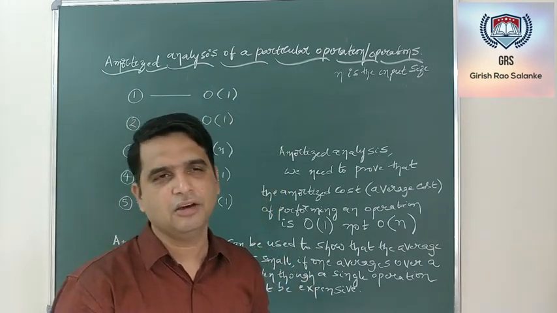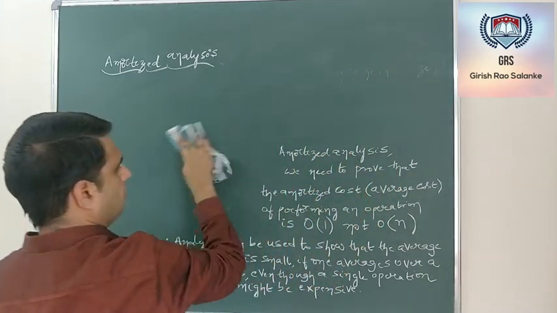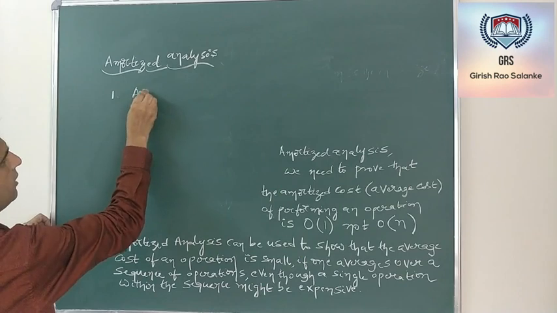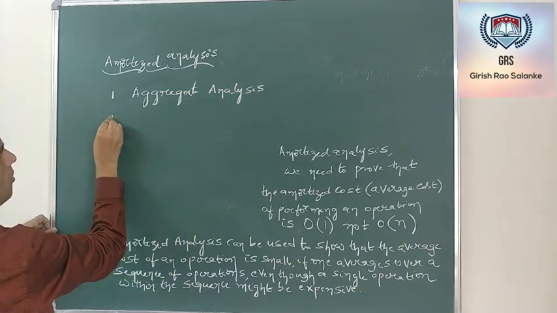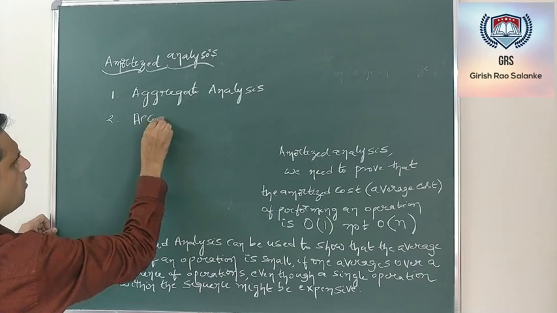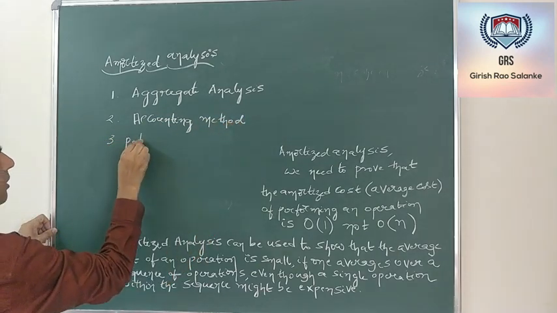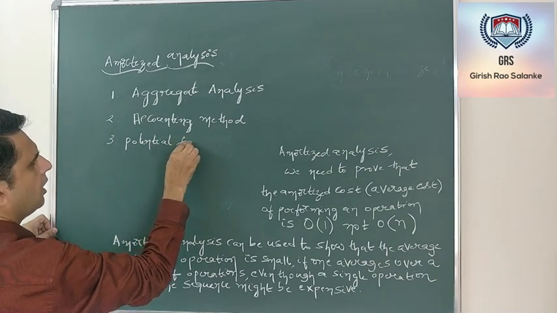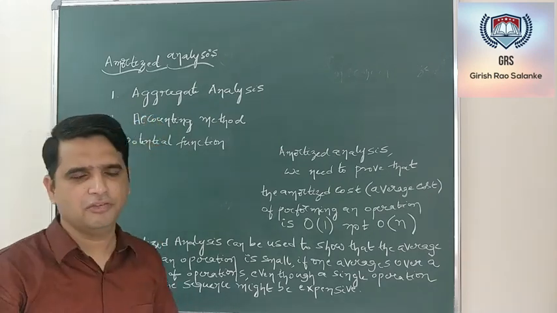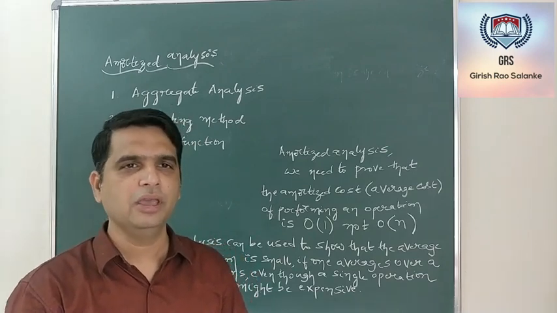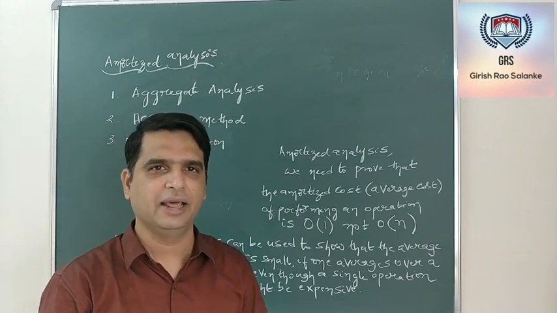Now, in case of amortized analysis, we have three different techniques. By name, first one, aggregate analysis. Second one, accounting method. And third one by name, potential method, or let me call it the potential function. So these are the three different techniques that we use in case of amortized analysis. Now, in today's video, we are going to see what we mean by aggregate analysis, and we'll take some examples to understand it.